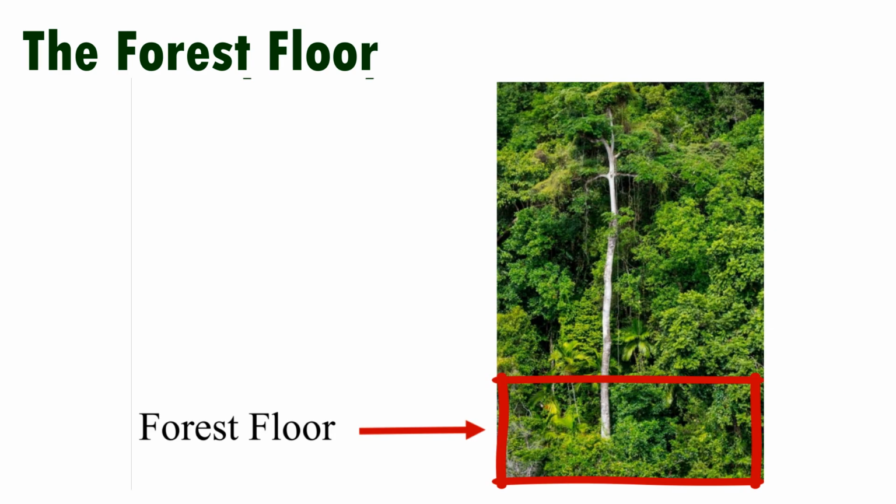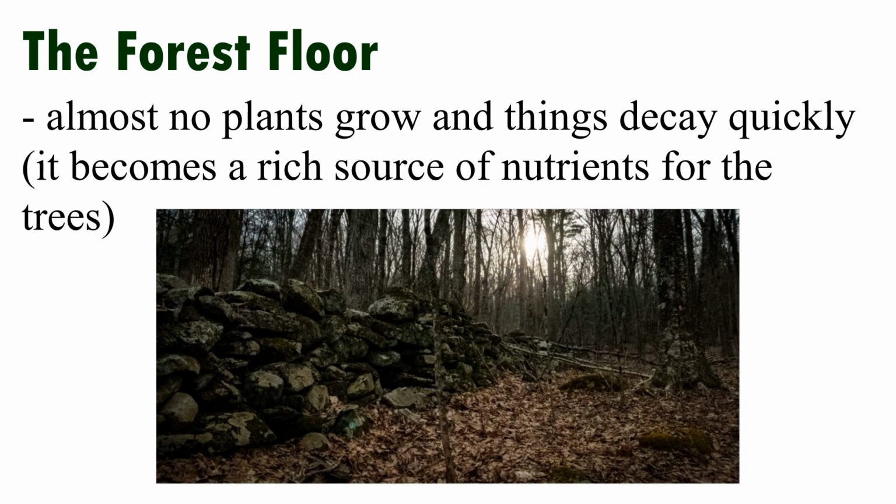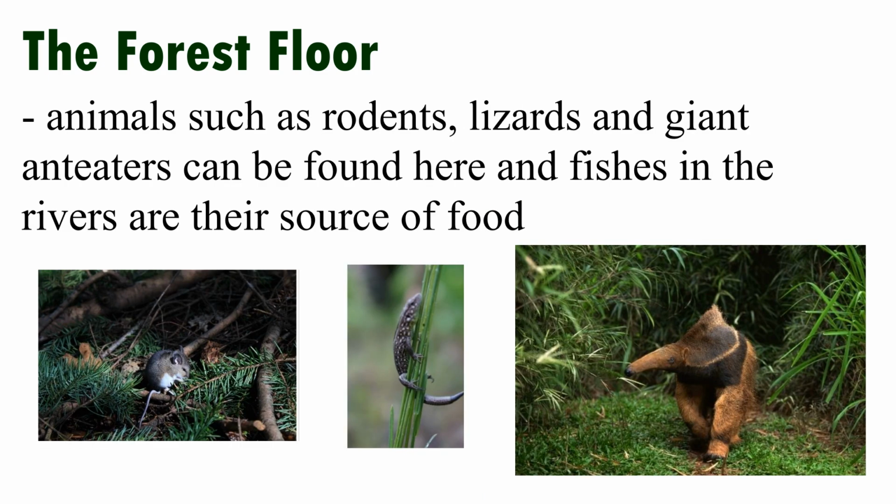The forest floor. It is the darkest layer of the forest because little sunlight can pass through it. Almost no plants grow and things decay quickly. It becomes a rich source of nutrients for the trees. Animals such as rodents, lizards, giant anteaters can be found here, and fishes in the rivers are their source of food.